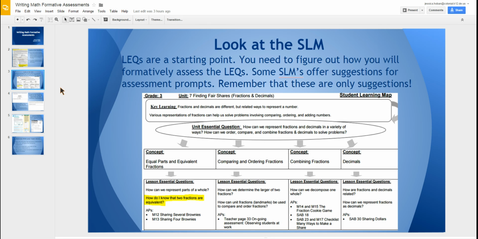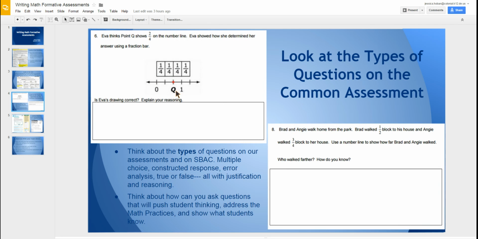So once I've looked at my standards and my learning map, I know that everything is in line with what I'm teaching. Another thing that I like to do, and again, just a suggestion, is to look at the types of questions on the common assessment. So I know that we do not want to teach to the test, because if we do that, then we're not really getting a true gauge of what our students know. But something that's important is to look at the types of questions.